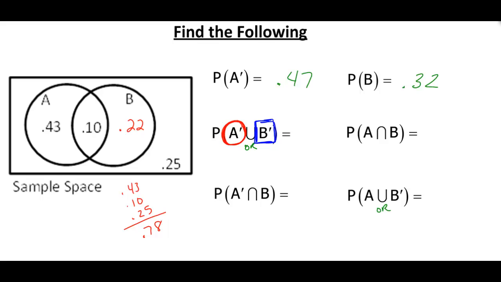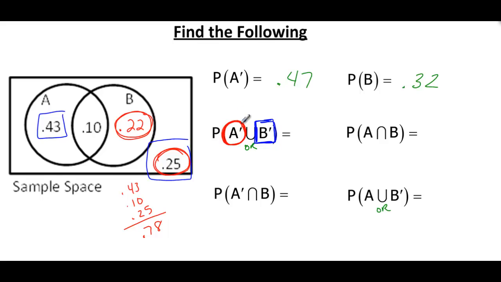What I want to do is put a circle around anything that's not in A. So this is not in circle A, and this is not in circle A. I want to put a square around anything that's not in circle B. This is not in circle B, and this is not in circle B. If you do this, it can be really easy if you go through.